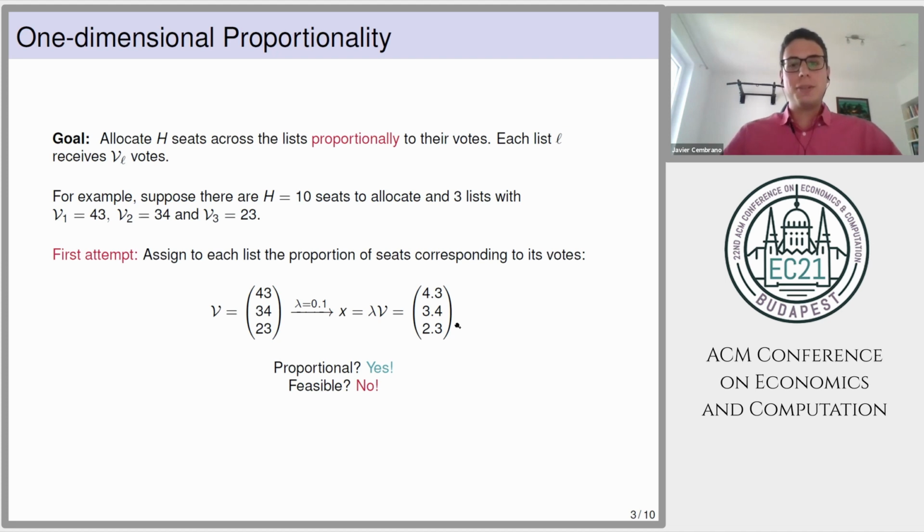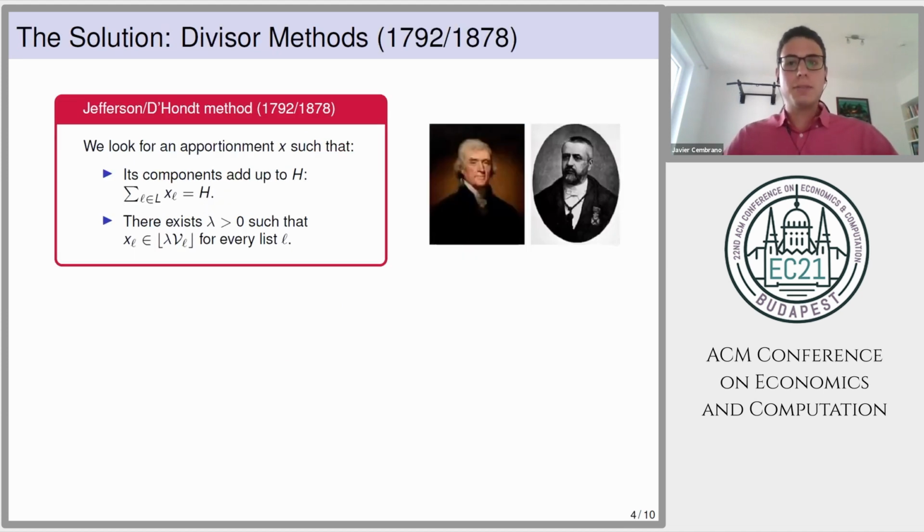Well, nobody could disagree with the proportionality of this apportionment, but since we're talking about people who will be assigned to the seats, it is clearly not feasible to assign a fractional number to a list. So these kind of questions were the same that Thomas Jefferson and others were asking more than 2 centuries ago when they were thinking about how to allocate the seats of the recently created US House of Representatives.